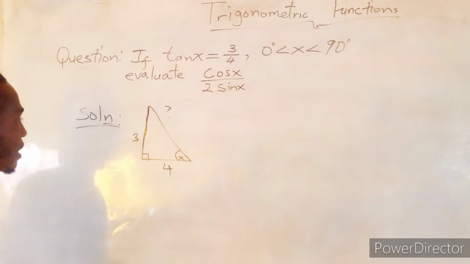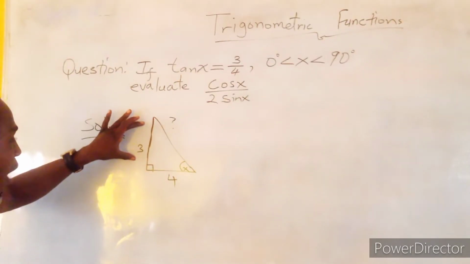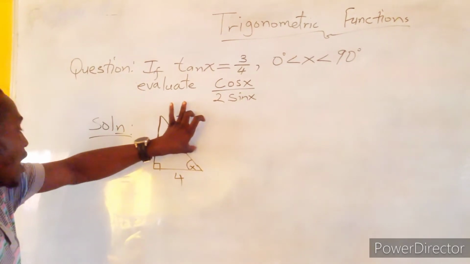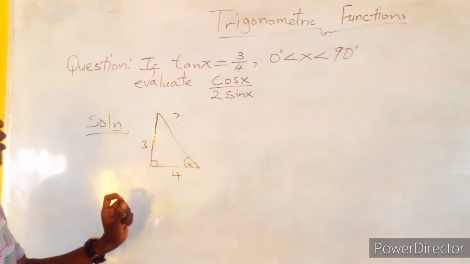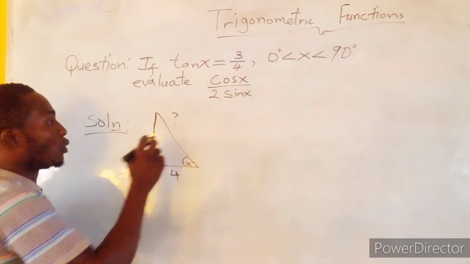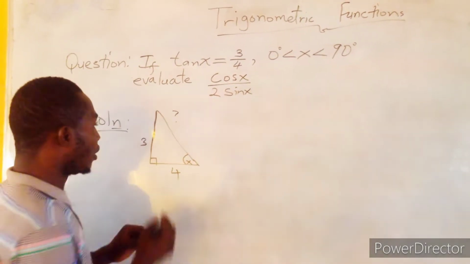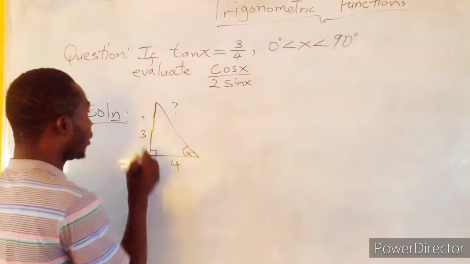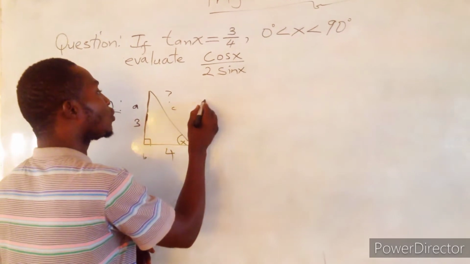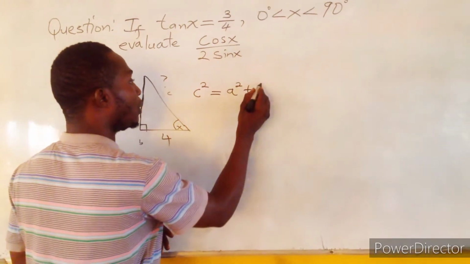And according to Pythagoras, the square of this length plus the square of this length of the right angle triangle must be equal to the square of this longer side. That means the square of the opposite plus the square of the adjacent must be equal to the square of the hypotenuse. What does that mean? If you want to put it in variables a, b, and c, this will be a, this will be b, and this will be c. So c squared must give us a squared plus b squared.